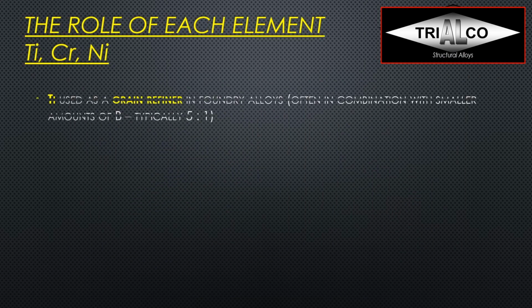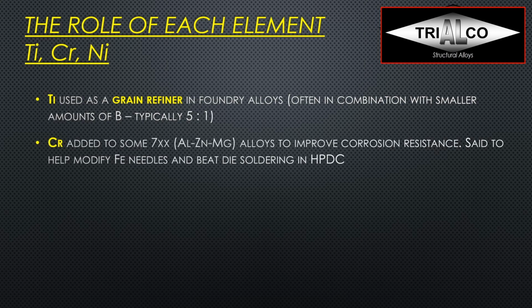If we look at the role of other elements, well, of course, titanium. Titanium is used as a grain refiner in many foundry alloys. It's often in combination with small amounts of boron, typically 5:1, and you will hear that very often, Tibor grain refiners. And then we have chromium.